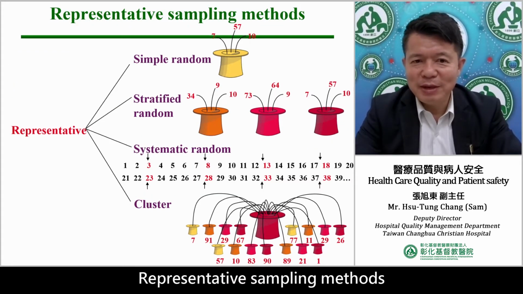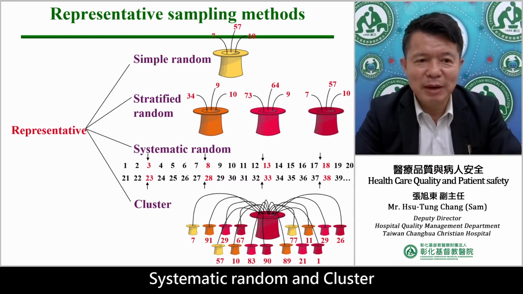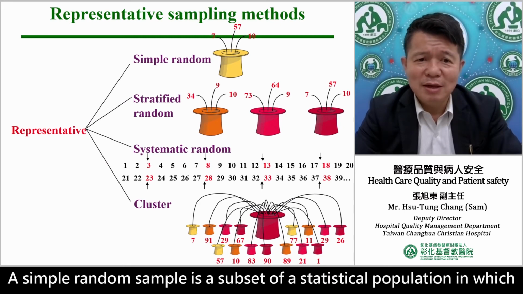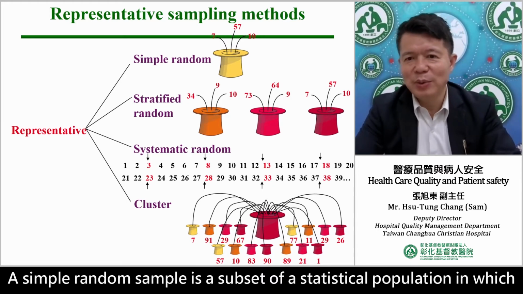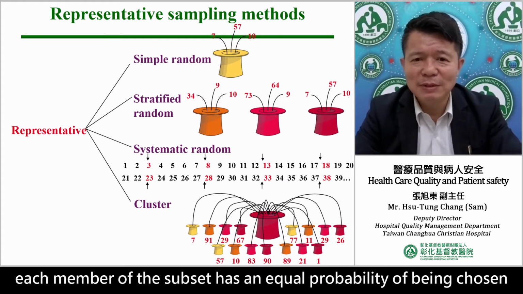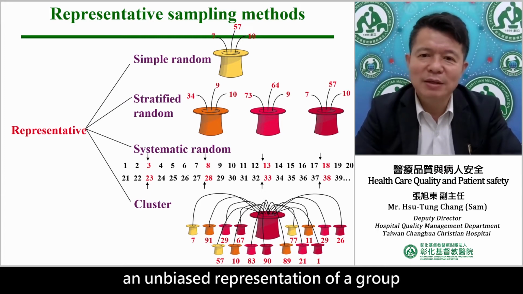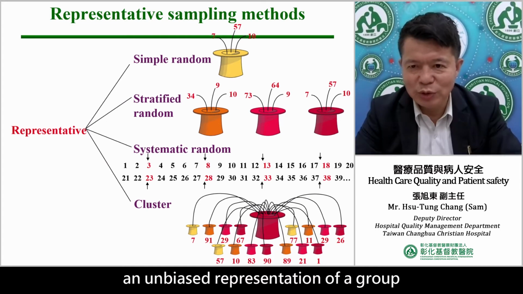Representative sampling method. We can classify simple random, stratified random, systematic random, and cluster. A simple random sample is a subset of a statistical population in which each member of the subset has an equal probability of being chosen. A simple random sample is meant to be an unbiased representation of a group.